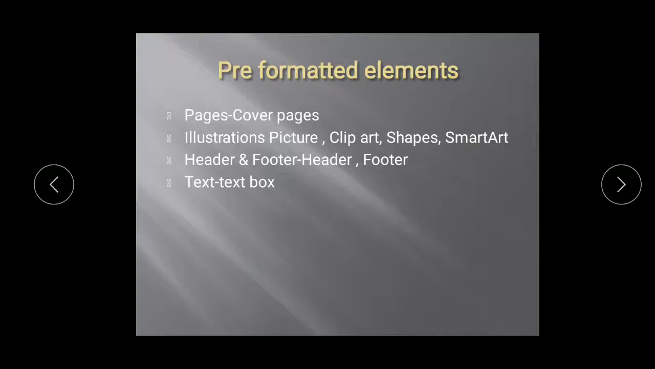Suppose I want 10 pages. Before starting the document, I have decided that I want 10 pages, so I will add 10 pages to my document. I will add some shapes in my document. If I want a header and footer, I will add that header and footer. If I want a text box in a particular page, I will add that text box and I will save. Once I have saved, that format remains consistent over the whole document which I am formatting.